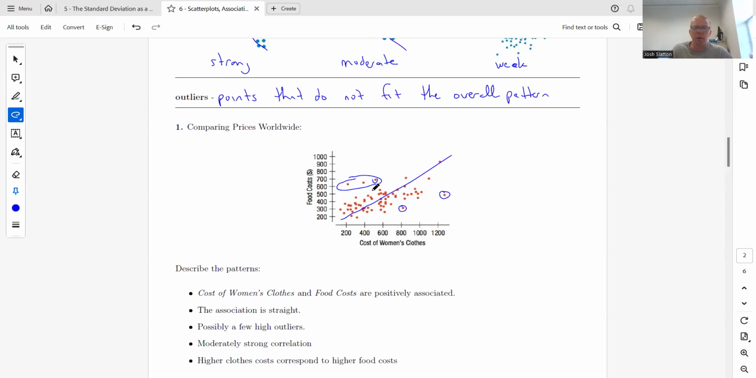Moderately strong correlation, so we can definitely see the pattern, but they're not really tight around the line. And then the positive association just means higher clothes costs correspond to higher food costs. So as one price goes up, the other tends to go up as well.